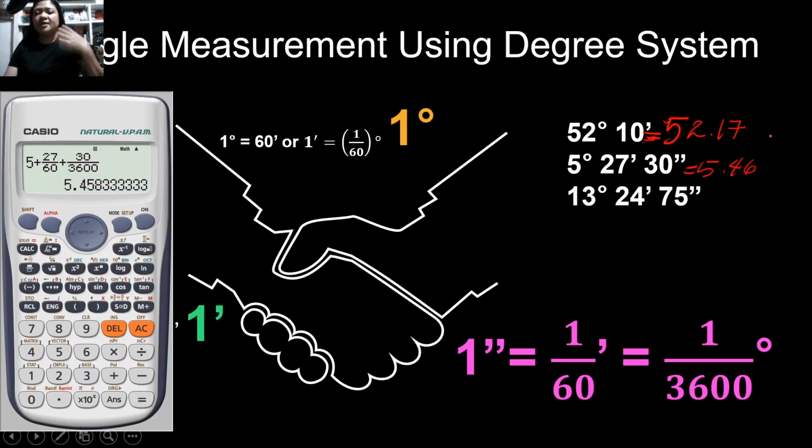Now let's have the last example, 13 degrees, 24 minutes, and 75 seconds. So that will be 13 plus 24 over 60 plus 75 over 3,600. In decimal, that is 13.42 when we round it off to two decimal places. We forgot to put the degree.